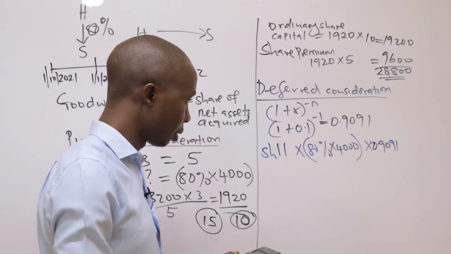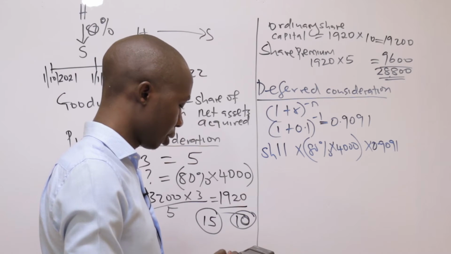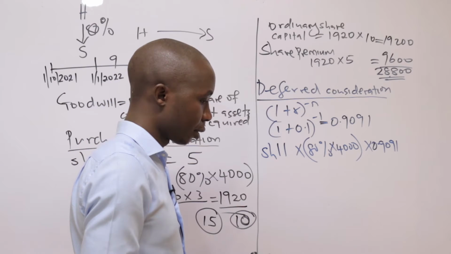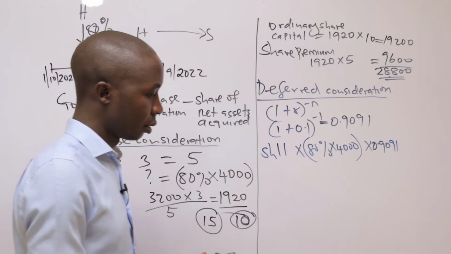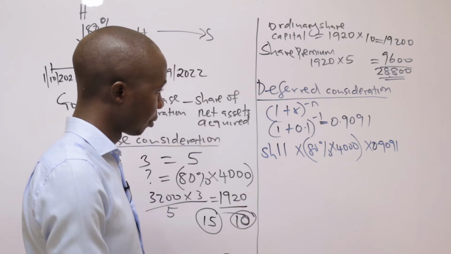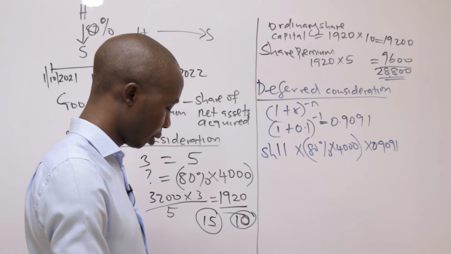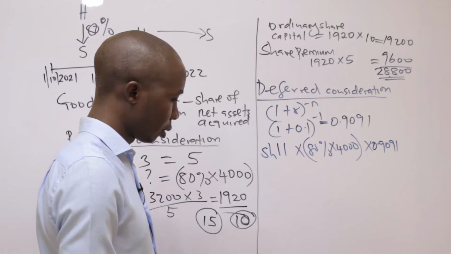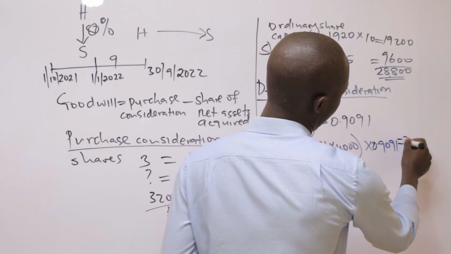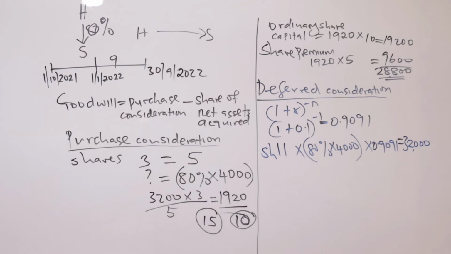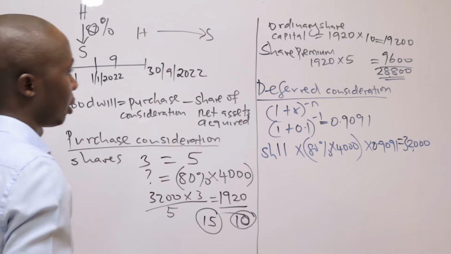Yes. Times 11. Times what? Times 0.9091. So if I take 3,200 times 11 times 0.9091, that is 32,000. So 32,000, that is the deferred consideration.